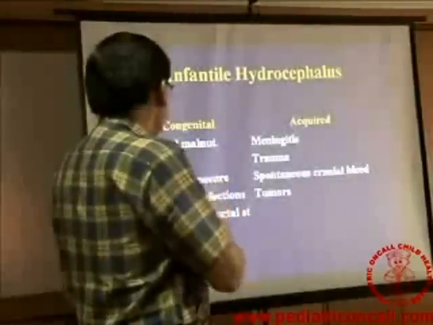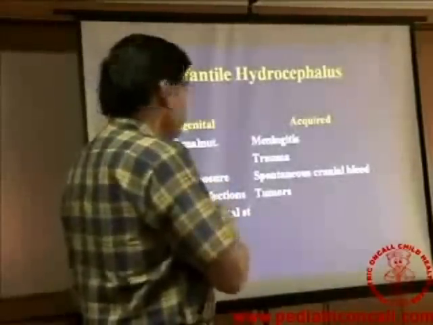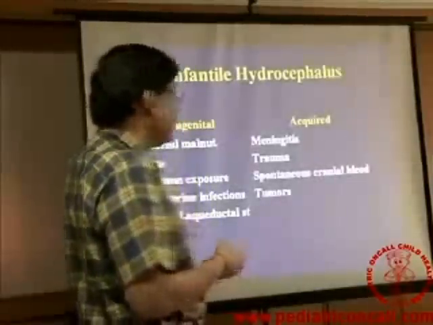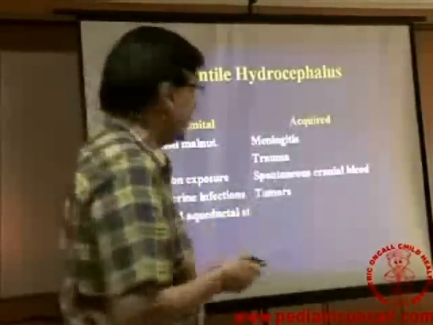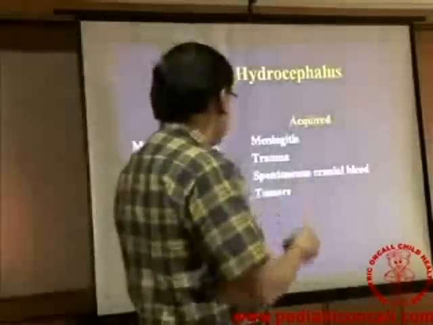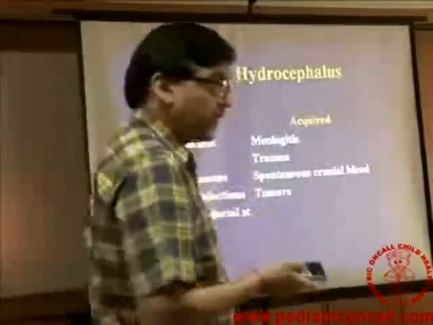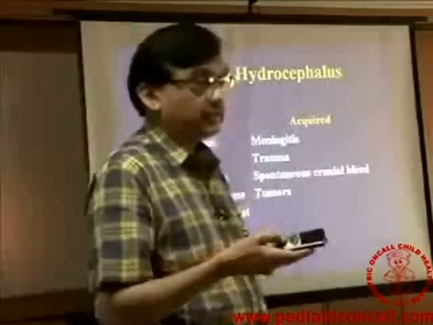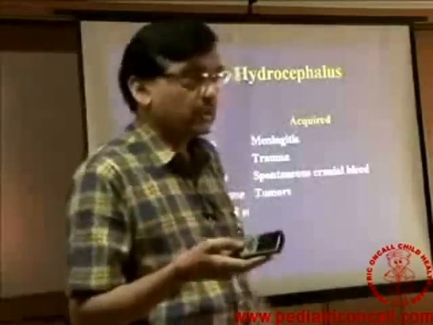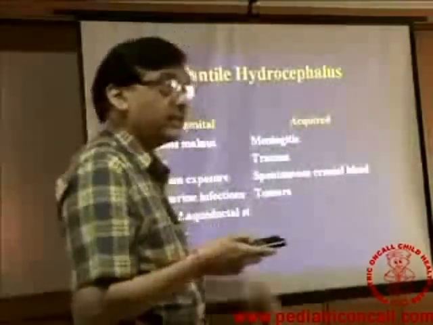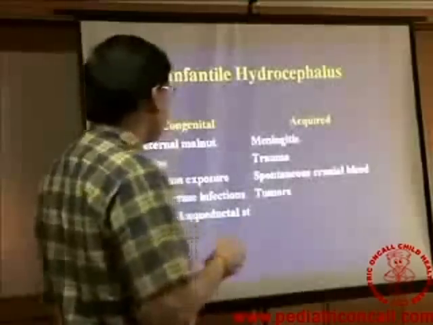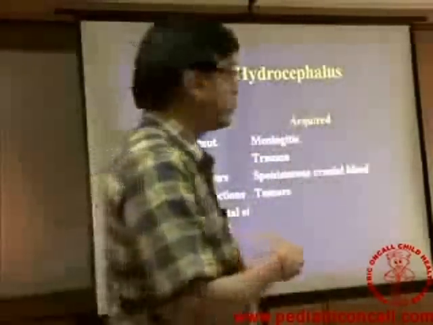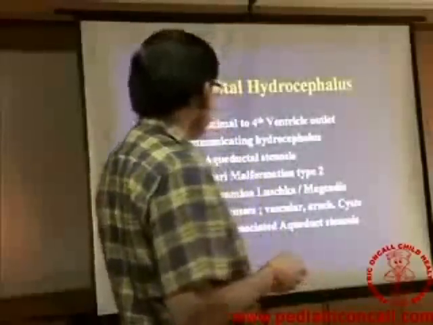Congenital is of course due to various causes. They can be prenatal radiation exposure, intrauterine infection, inheritance, that is genetic, or it is acquired like meningitis, trauma in an older child or an infant, spontaneous intracranial bleed. This is more common in prematures where they have an intraventricular bleed, and that leads to hydrocephalus. Or some tumors, congenital brain tumors, which can give rise to secondary hydrocephalus.